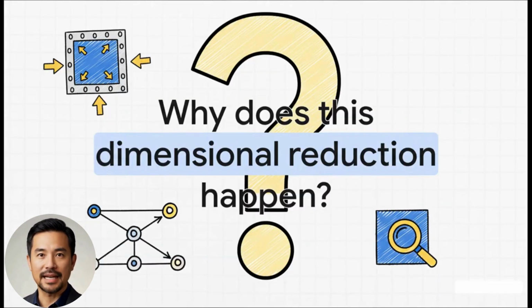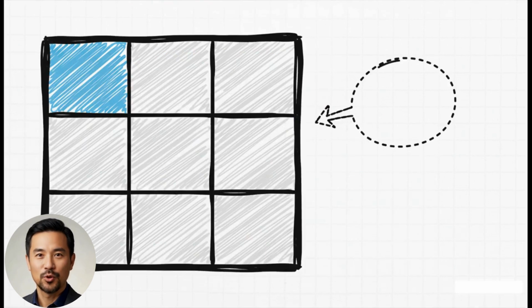Poof. So why? Why does this happen? What's the actual mechanism that's causing the image to shrink? Well, to figure that out, we got to peek under the hood and see exactly how the network's filter moves across the image.